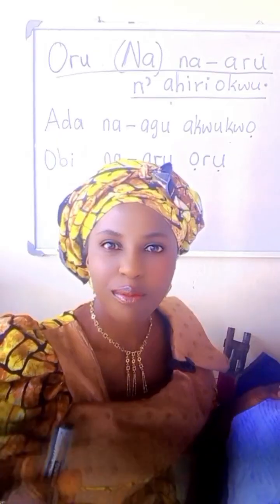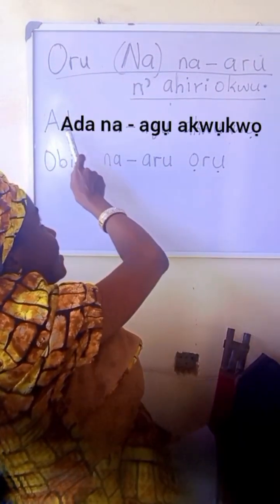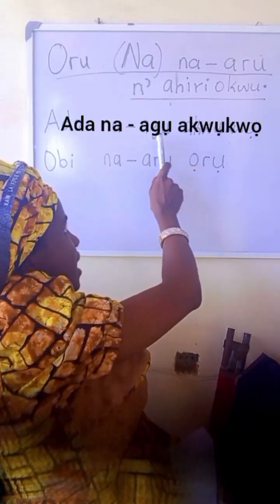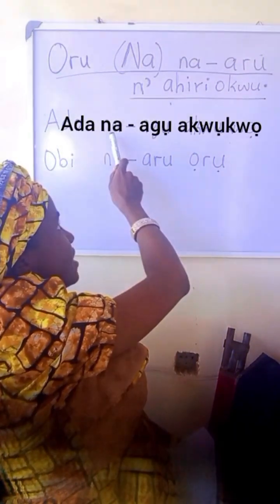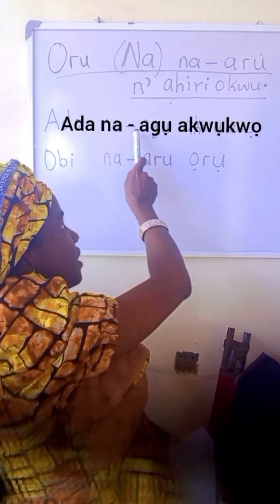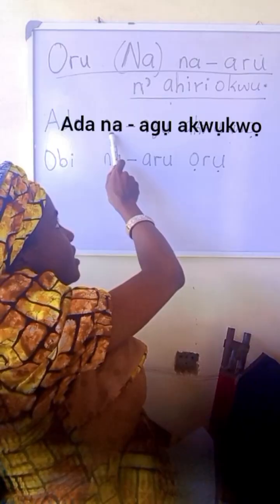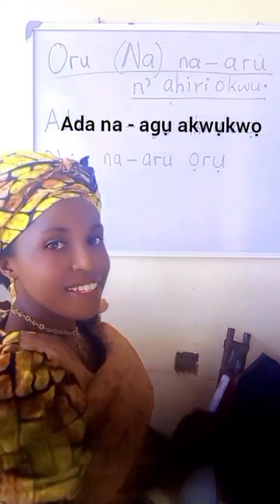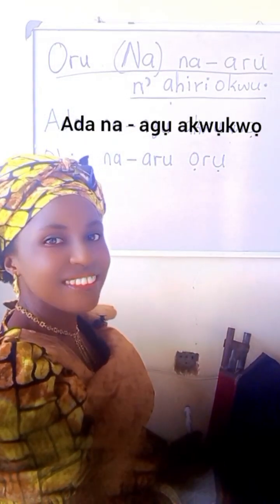Let us see the example of na working as auxiliary verb in a sentence. Ada na-agụ akwụkwọ. Now this is na. Na here is the auxiliary verb and this is the main verb, and then here they have the hyphen. So the hyphen is between the auxiliary verb na and the main verb agụ. Ada is reading a book. The hyphen is between the is and read.